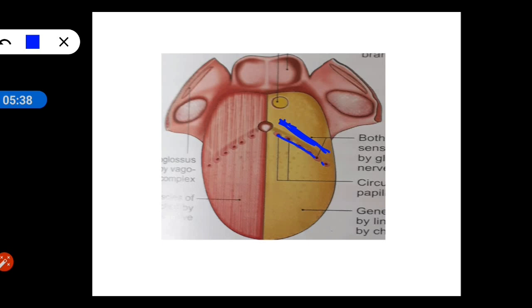So with this, we have finished the motor supply, we have finished the sensory, and we have finished how the secretomotor fibers are carried. We have also discussed the taste sensation of the soft palate, which is by the glossopharyngeal nerve and the lesser palatine nerve.